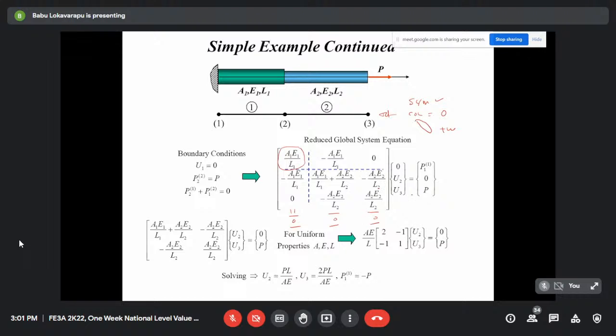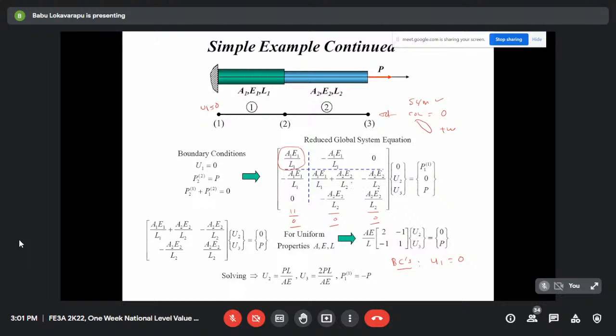Once you know the global stiffness matrix, I should identify boundary conditions. Boundary conditions are very important. What are boundary conditions? Look at this. At node 1, support is there. When the support is there, displacement at node 1 is 0. So U1 at this point is 0. Now U2 will be there, U3 will be there.